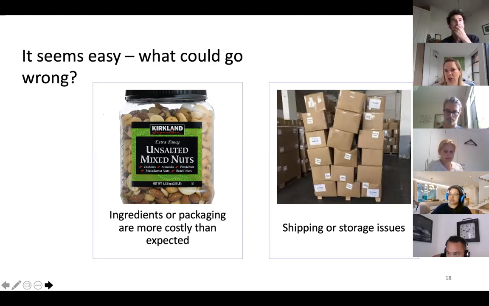Shipping or storage issues. This picture is not unfamiliar to me. I've seen these sort of pictures quite a few times. And again, from an OH&S point of view, that could be a really big issue, not just within the food factory, but within the warehouse and the shipping and everything through to the supermarket.